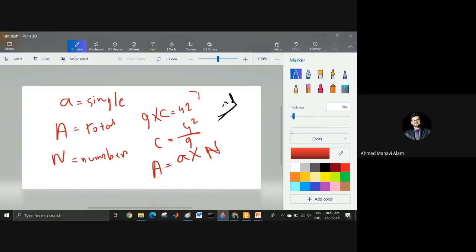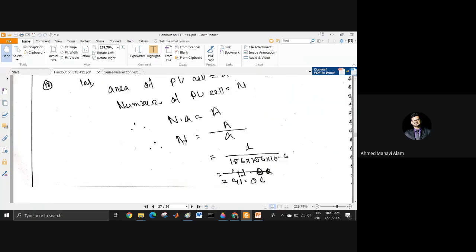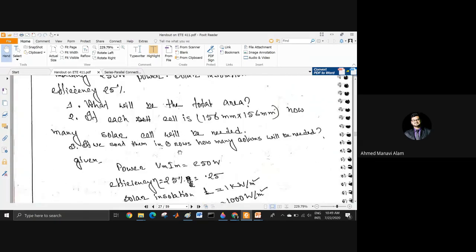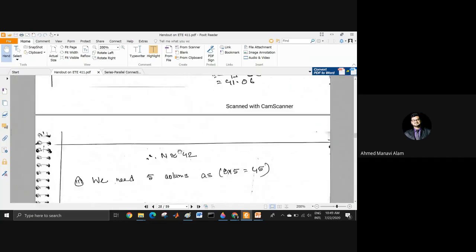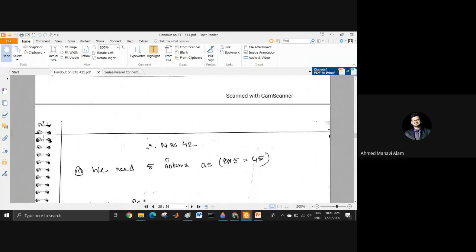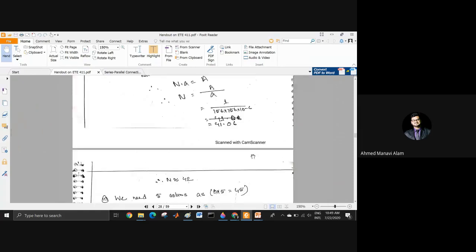This will come to 4 point something, so the integer value will be 5. Take the total as 5. Look at the question: I have given the number of rows as 9, then how many columns are needed. That was the question in part c, and this is how we found it.